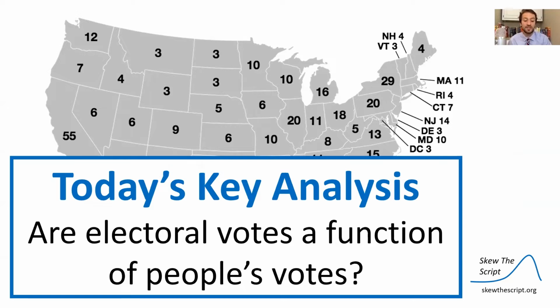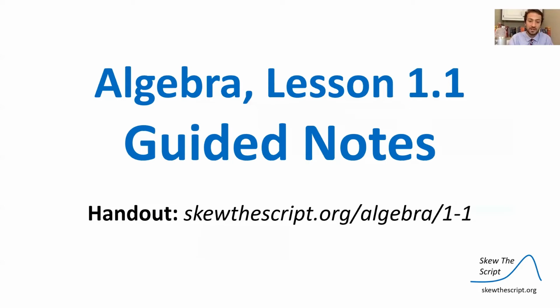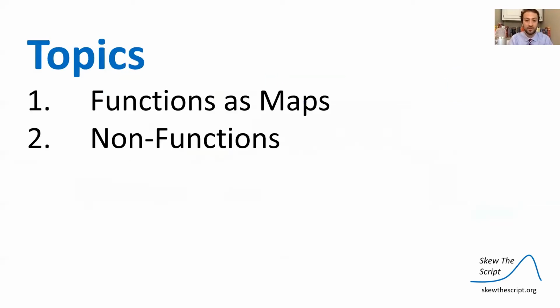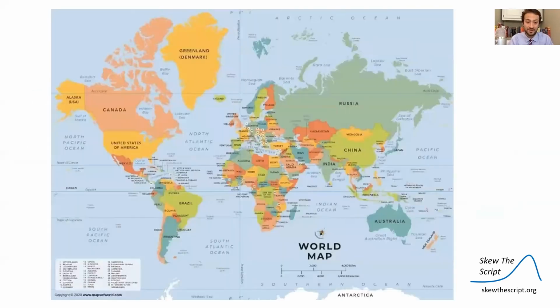Are electoral votes a function of people's, individual Americans' votes? If you'd like to follow along, check out the link below. Feel free to print or download the guided notes and work through them as we talk through the video. We'll be kicking off with a discussion of functions as maps.